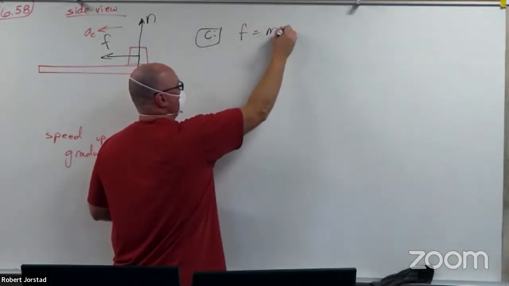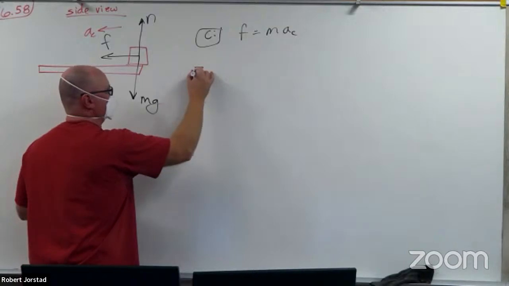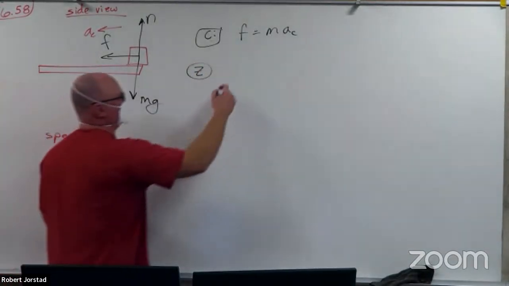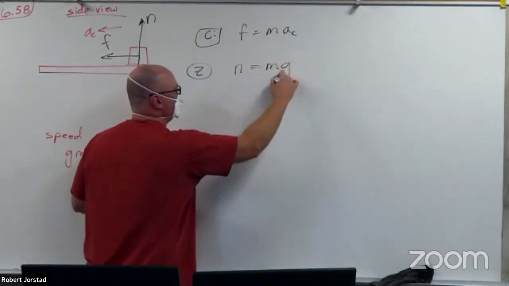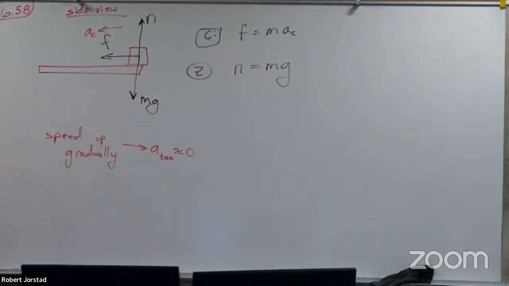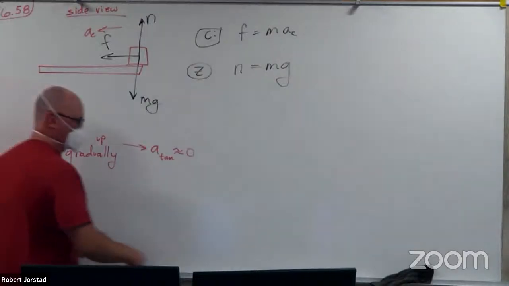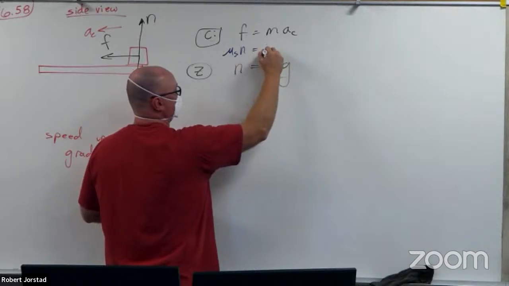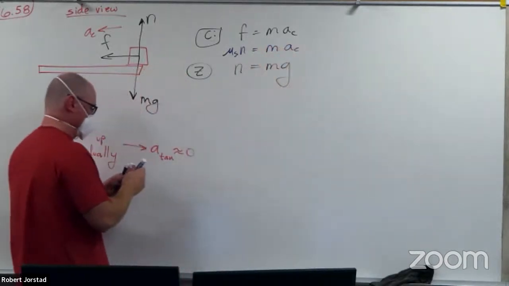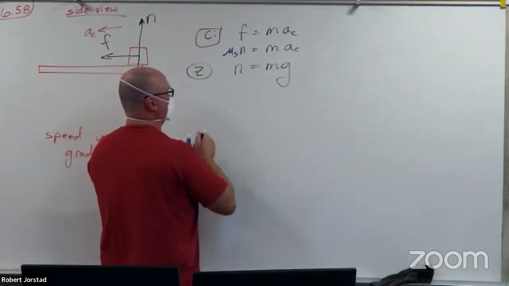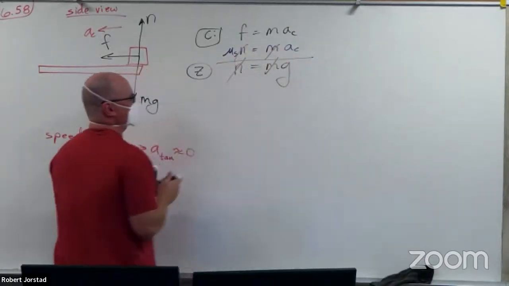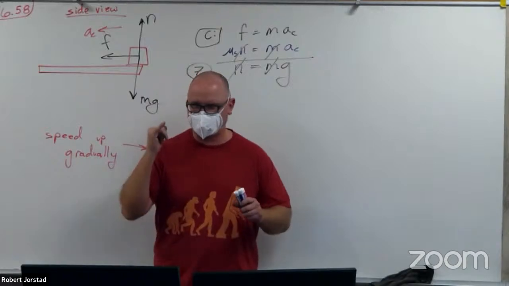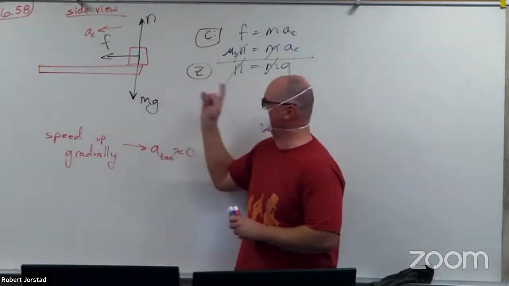F equals MAC. Forget the color coding. How about in the z direction? N minus mg, or N equals mg. If this thing's on the verge of slipping, what can I replace F with? Mu static times the normal force equals MAC. What would Horatio do? You guys are money. Does the mass matter? Look at that right there. That answers our question. The mass drops out.